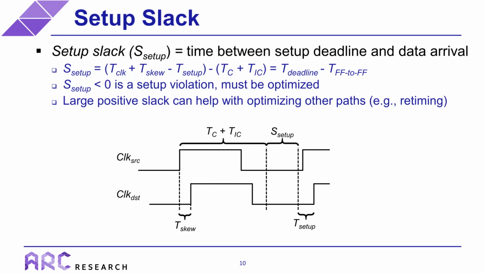So when the setup slack is less than 0 or is negative for a given path, this means that this particular path has a setup violation and has to be optimized. Now, a positive slack means that that path meets timing constraints, but it is important to realize that there still might be benefits to further optimizing that path. So one example of this is that a large positive slack can help synthesis tools optimize other paths by moving logic around through things like retiming, where operations get moved between different pairs of registers.